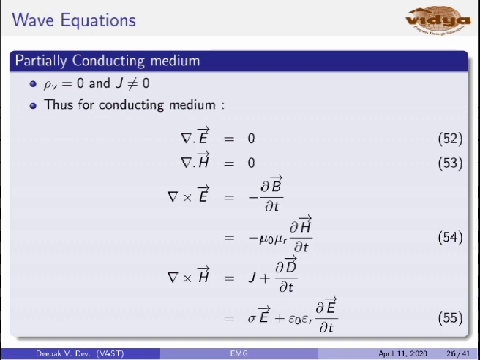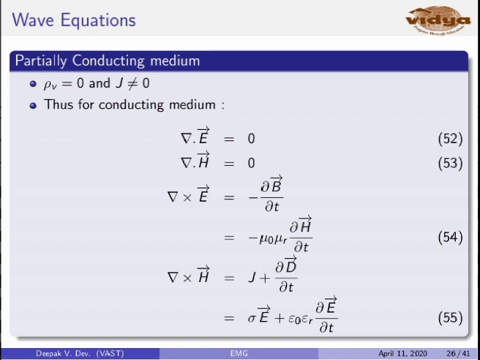Then we have Faraday's law, del cross E is equal to minus dou B by dou t. For B we can substitute mu 0 mu R H, so it becomes del cross E is equal to minus mu 0 mu R dou H by dou t. Then we have the modified Ampere's law, del cross H is equal to J plus dou D by dou t. We substitute D equal to epsilon 0 epsilon R E, so it becomes equation 55, that is del cross H is equal to sigma E plus epsilon 0 epsilon R dou E by dou t. Here J is equal to sigma E.